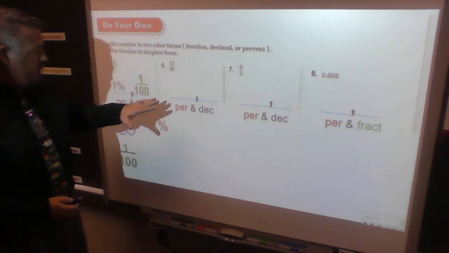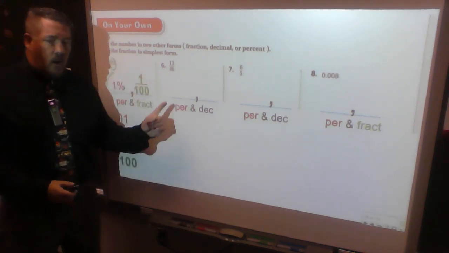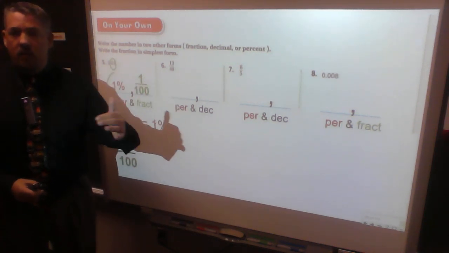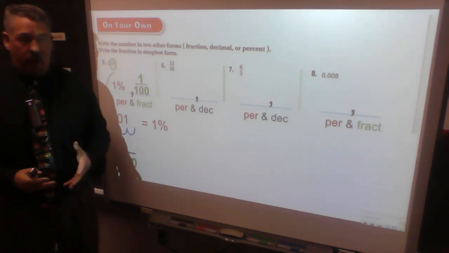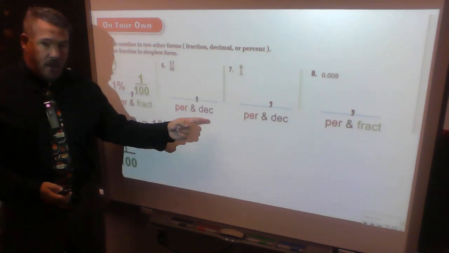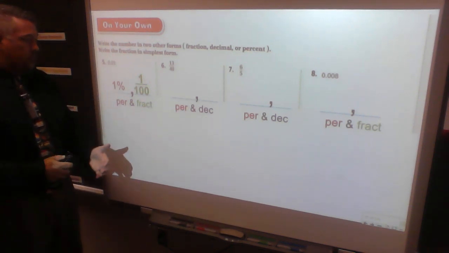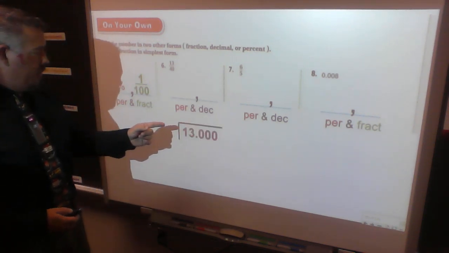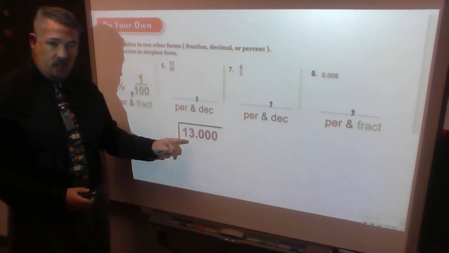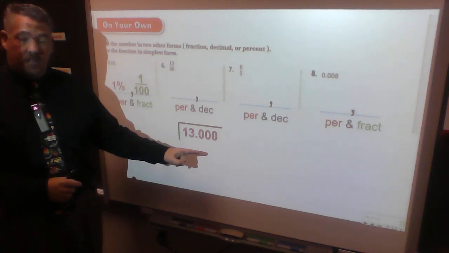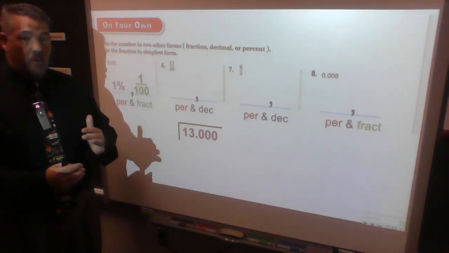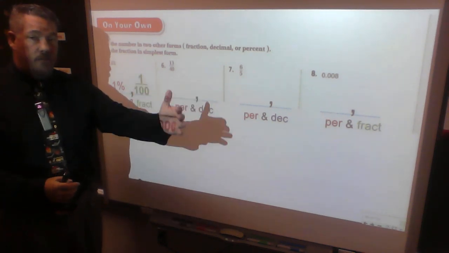Number 6, I'm looking for a percent and a decimal. What am I doing to 40 to get 100 to go to my percent? Nothing, right? Can't do it. So I'm going to start with my decimal, and then I'll go to my percent. So if I start with my decimal then, I'm going to take my numerator, which is 13. Now notice I'm showing you that you're going to go out 3 different decimal positions. Okay, so sometimes we do have to go out multiple steps to get to the final answer.